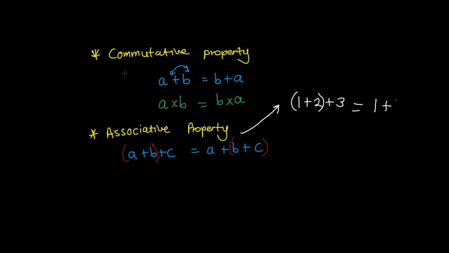Let's see what happens here. Going by BODMAS, 2 plus 3 is 5, and 5 plus 1 is 6. So that is the associative property of addition. If I look at multiplication, if I have a times b times c, and I group a and b, it is equal to a times b times c with b and c grouped. So that is the associative property.